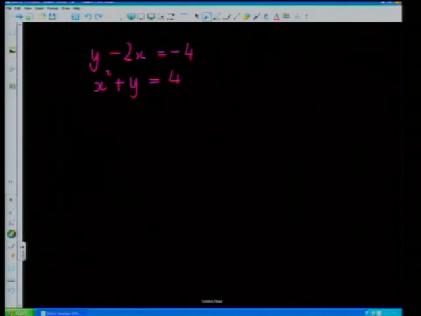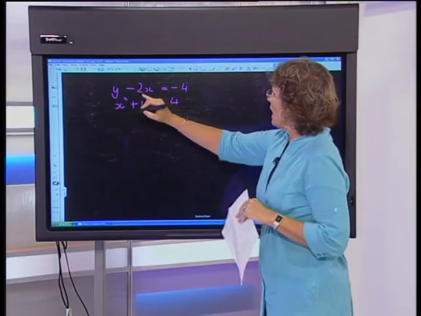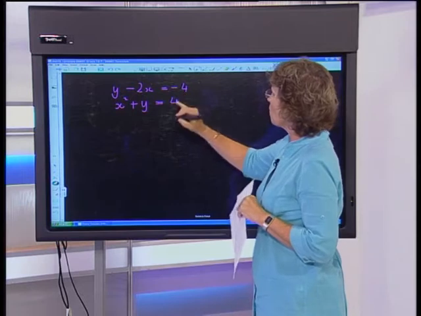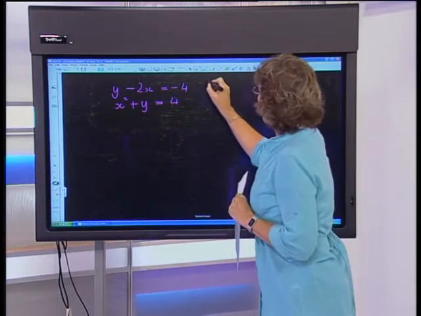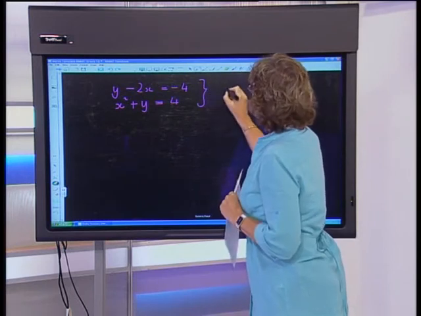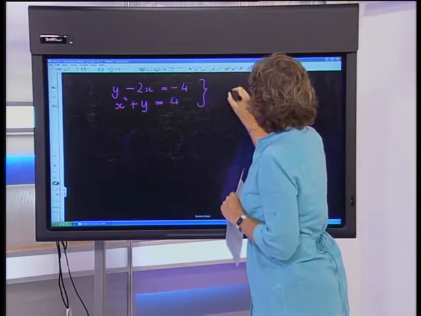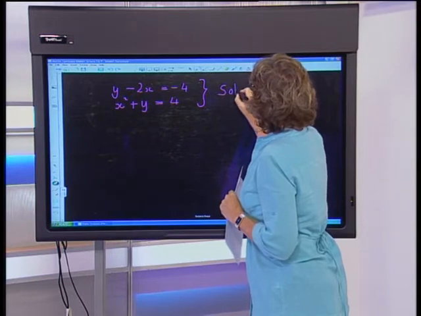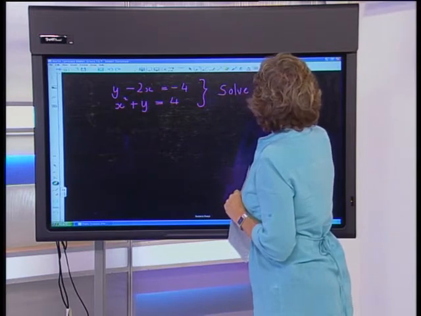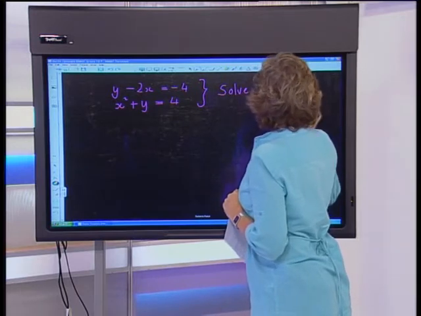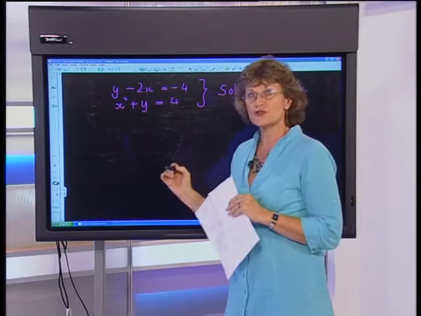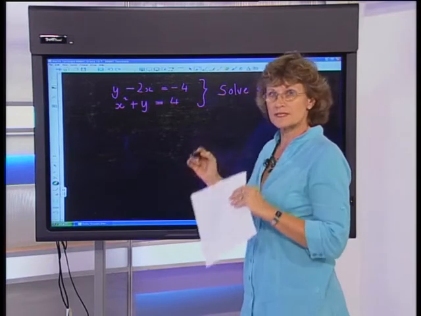Okay, all right. So this is my system of equations, mindsetters. I've got y minus 2x is equal to negative 4, and I've got x squared plus y equals 4. And my instruction would be to solve simultaneously. So that's what we want to do: find the unique solution that makes both of these equations true at the same time.